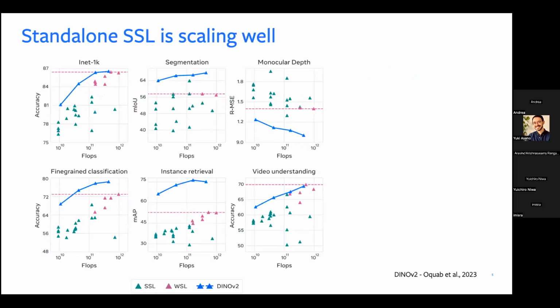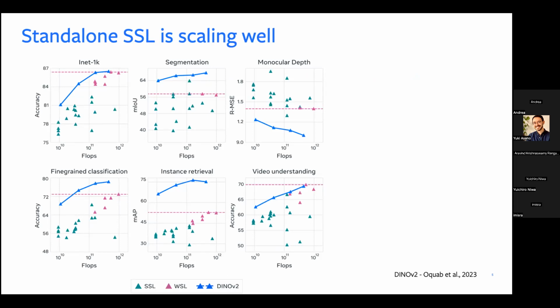Earlier this year, we had a paper called DINOv2, where we showed that scaling SSL standalone actually helps. Compared to weakly supervised learning, like OpenCLIP-type models, on a bunch of different tasks like ImageNet, segmentation, depth estimation, and so on, these models do a pretty good job.